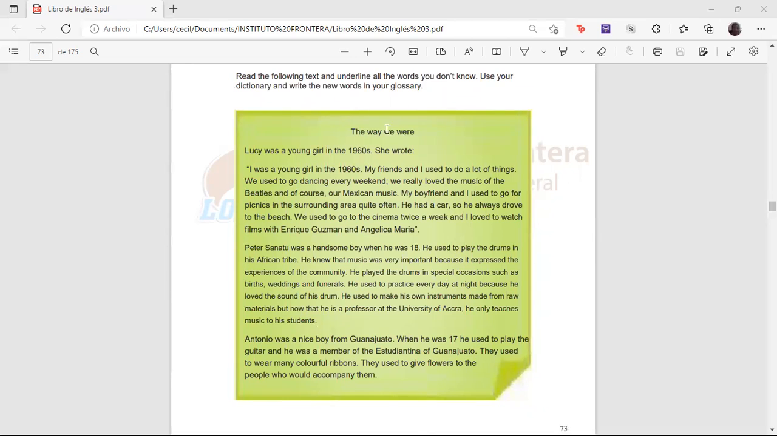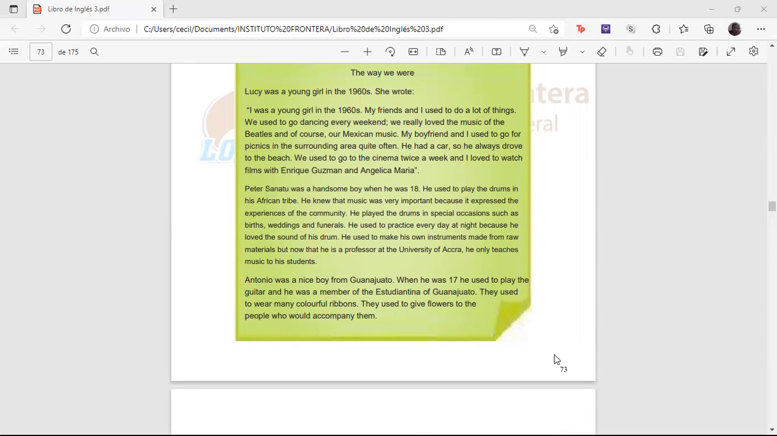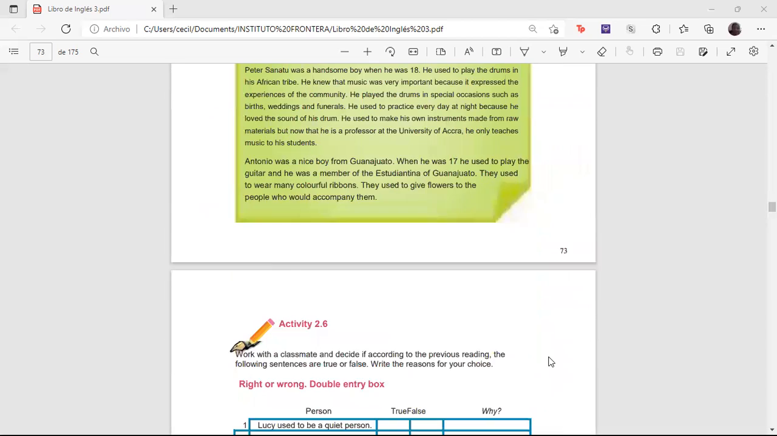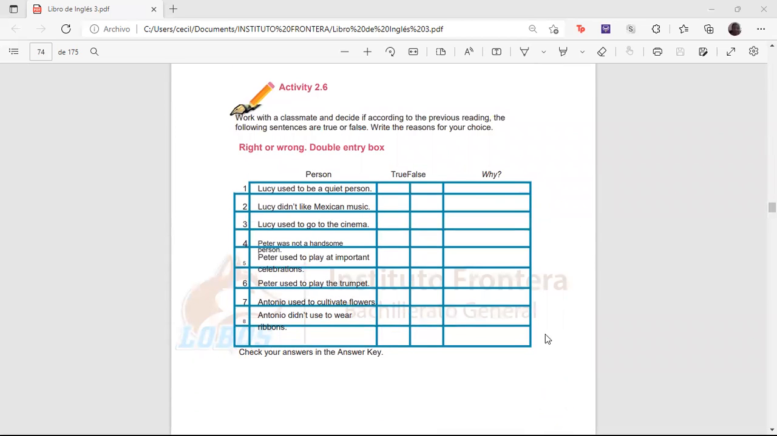Okay, so you have a reading here. You have to read it. Even then, if we're in class, we're going to read it. Okay, so don't worry. But if you're not in class, if you skip it, you have to read it. Why? Because this is on page 73, but you have to answer these ones.